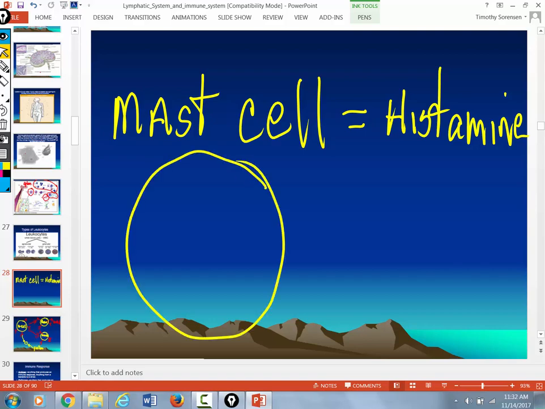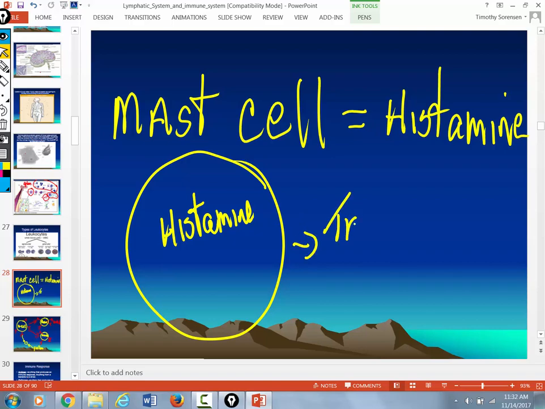Do mast cells have a cell membrane? Sure, that's why they're called mast cells. Okay, and where's the histamine? It's located inside the mast cell. Are you following that? As long as that mast cell membrane is intact, the histamines remain inside the mast cell. Who's following that? But watch it.